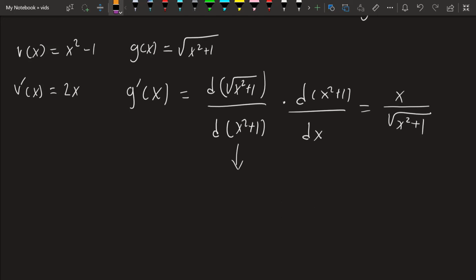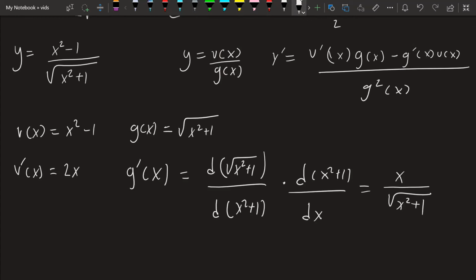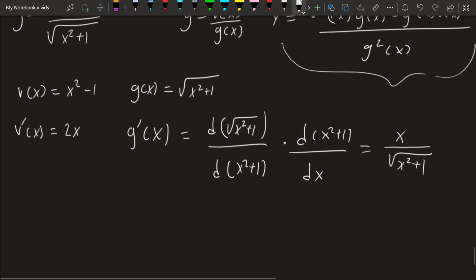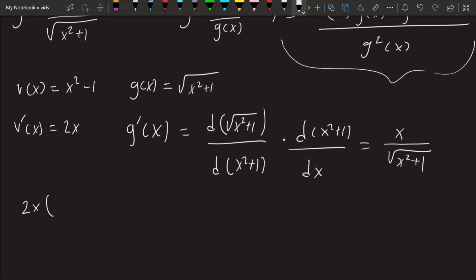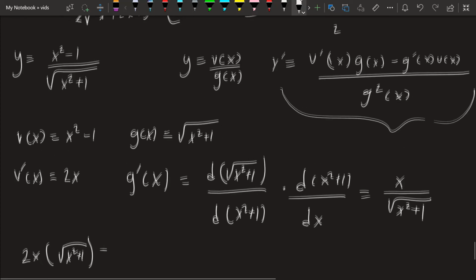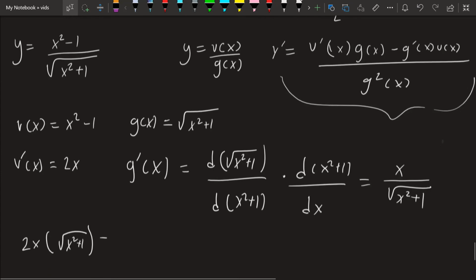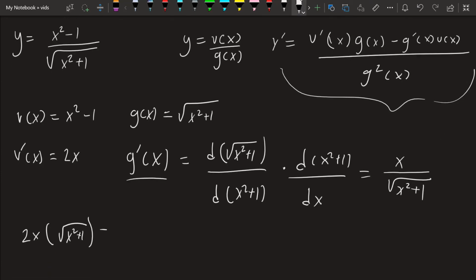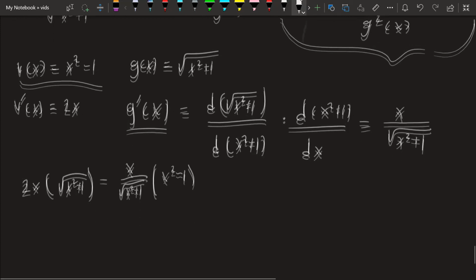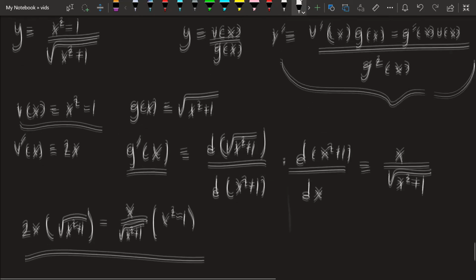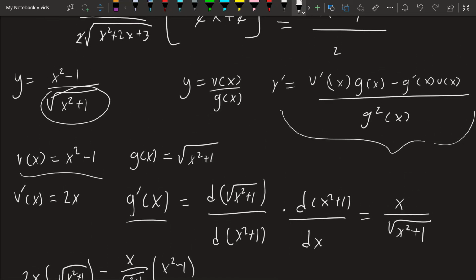Now all we have to do is substitute into this equation. So v prime multiplied by g of x, minus g prime of x multiplied by v of x. So here we go. g prime, which is just x over the square root of x squared plus 1, multiplied by v of x, which is just x squared minus 1. And all of this is divided by this squared.